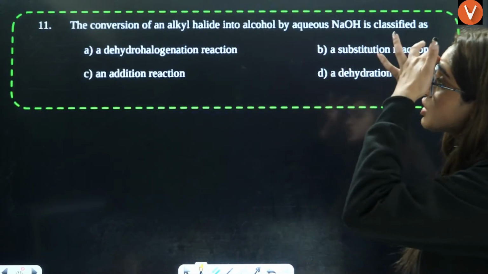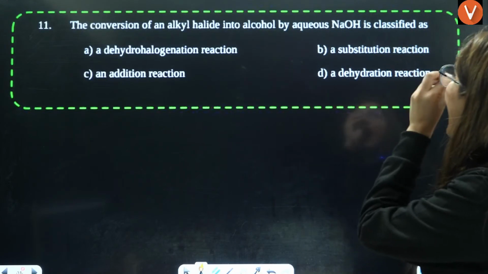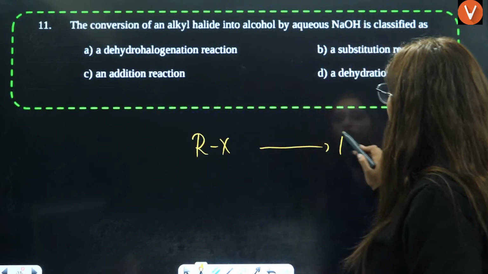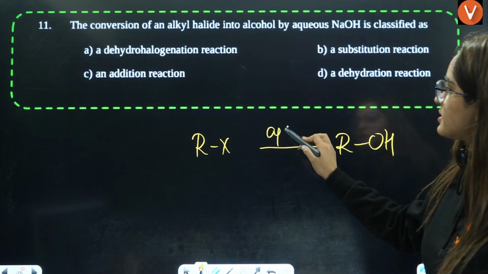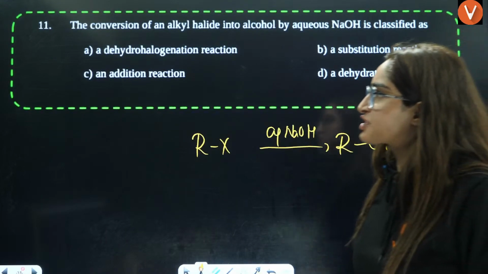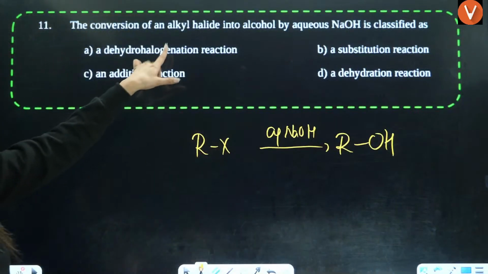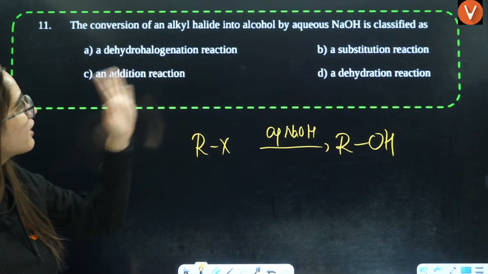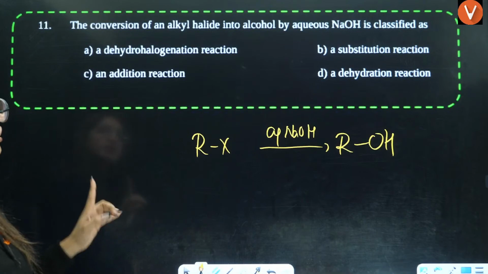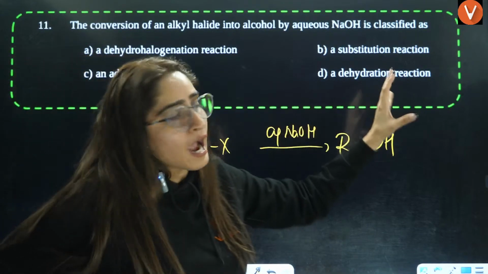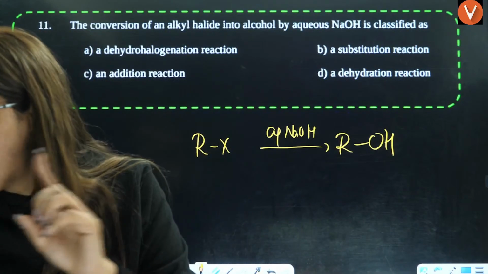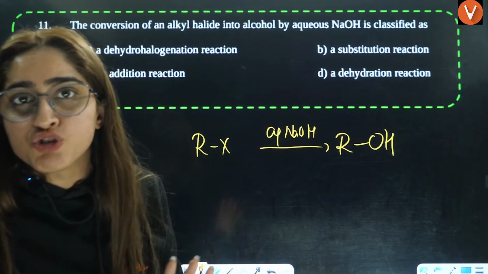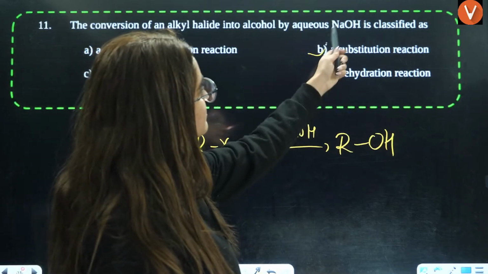Next question is the conversion of alkyl halide to alcohol by aqueous NaOH. You have RX, you have to convert it into ROH. Aqueous NaOH. It's a very, very famous reaction. Is it a dehydrohalogenation reaction? Are you taking out any hydrogen and halogen here? It is a substitution reaction. It is an addition reaction. It is a dehydration reaction. Are you taking water from here? No, right? We are substituting OH in place of the halogen here, right? So it is going to be B is the correct answer, right?